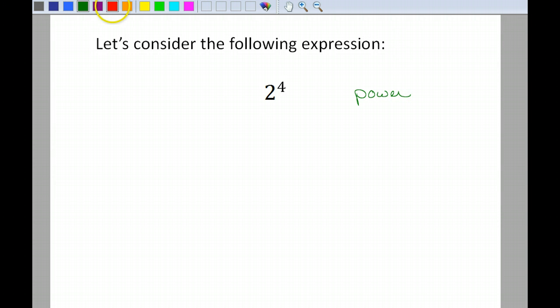Now when I look at this, one thing I want you to be clear of is the parts of it. So the 2 would be called the base, and the 4 would be called the exponent.